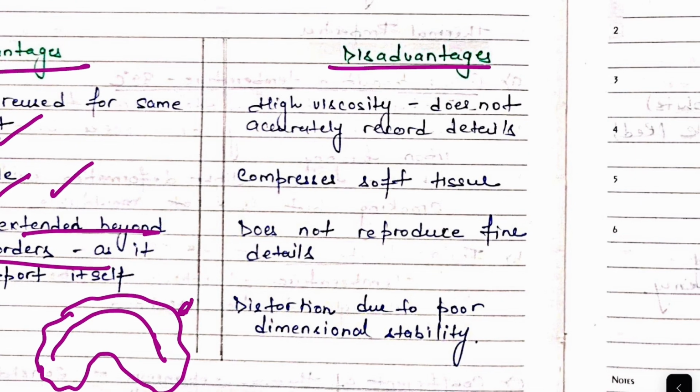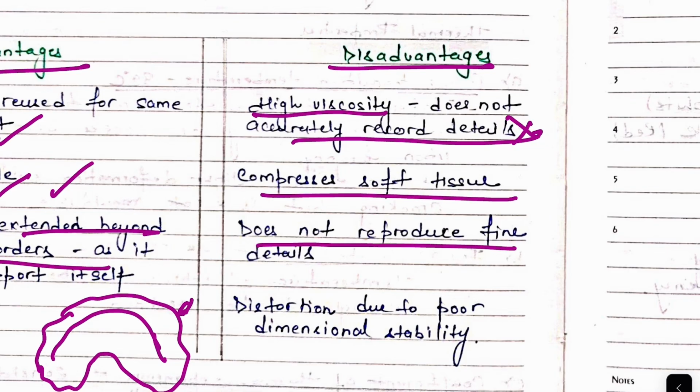Now talking about the disadvantages, it has a very high viscosity, so it compresses the tissue and does not record the details accurately. It compresses the soft tissue. It does not reproduce fine details. And it undergoes distortion. It has poor dimensional stability.